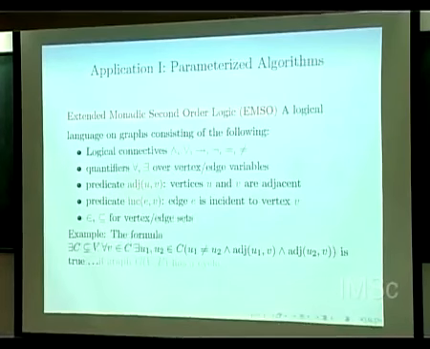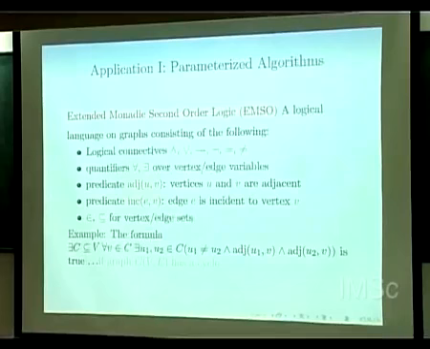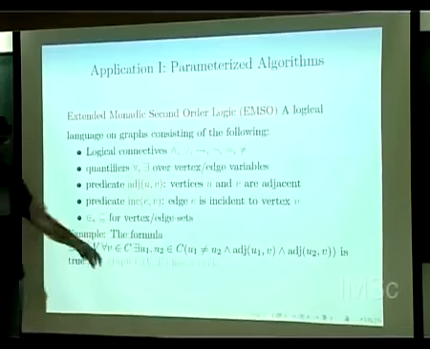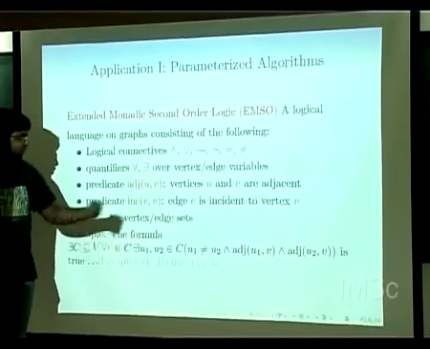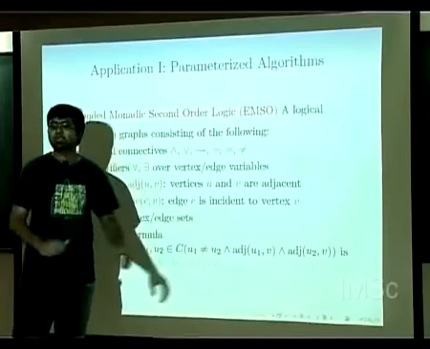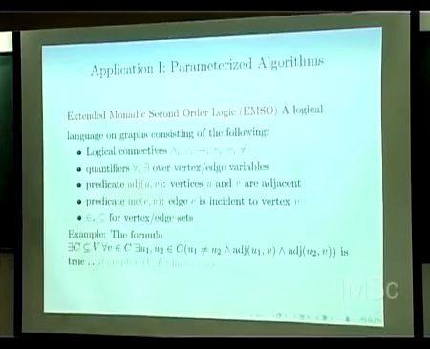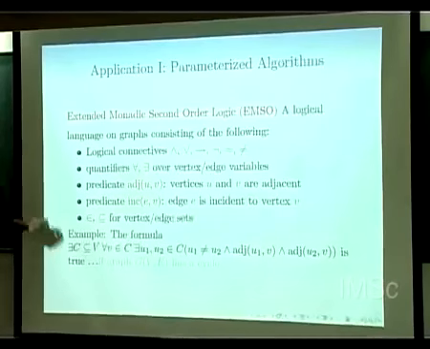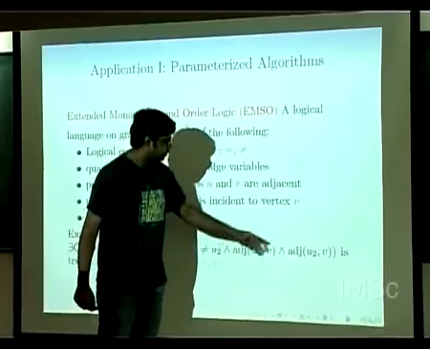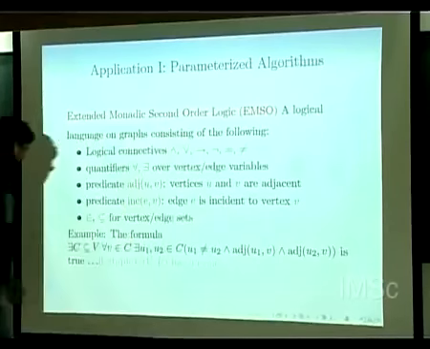Say you want to test whether the graph has a cycle or not. You can start with: there exists C, a subset of V, such that for all V in C, there exist U1, U2 in C, with U1 not equal to U2, and adjacent of U1, V and adjacent of U2, V is true. How do you say that adjacent guys are adjacent?